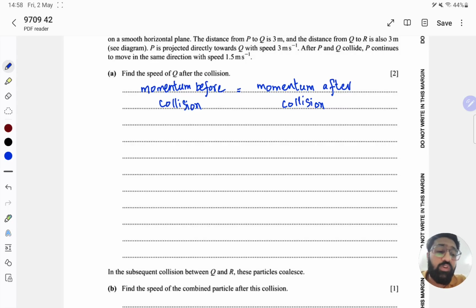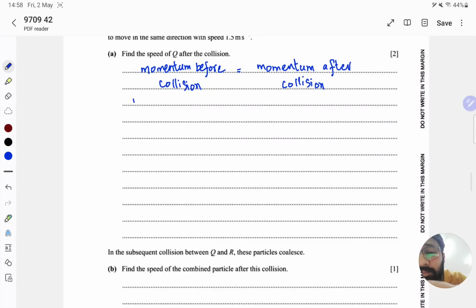So momentum before collision will be equal to the momentum after collision. So m1 u1 plus m2 u2 will be equal to m1 v1 plus m2 v2. We need to find out v2, that is the speed of the object Q after collision.